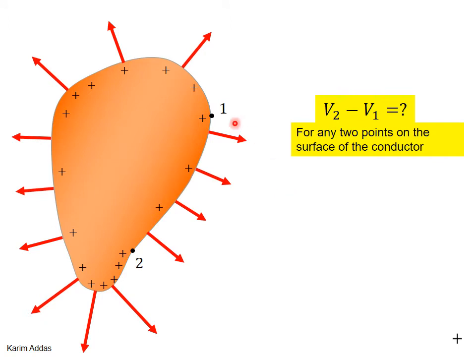Okay, if you want to get the potential difference between points 2 and 1, which are located at the surface, how would you get that? Think about it.